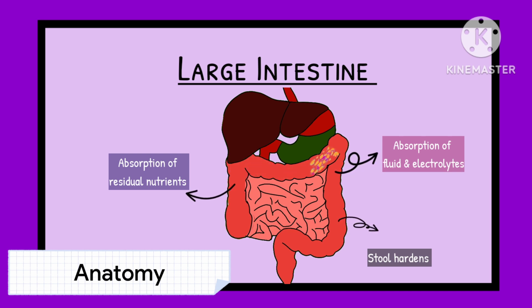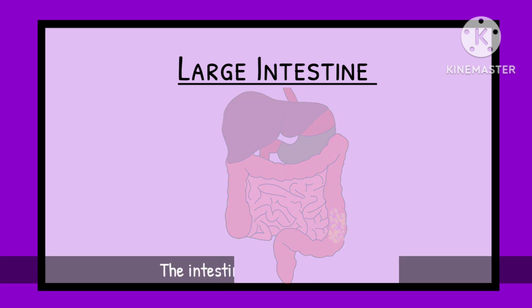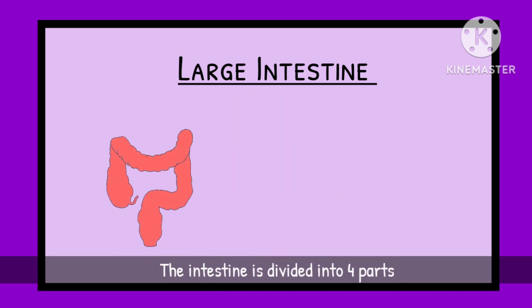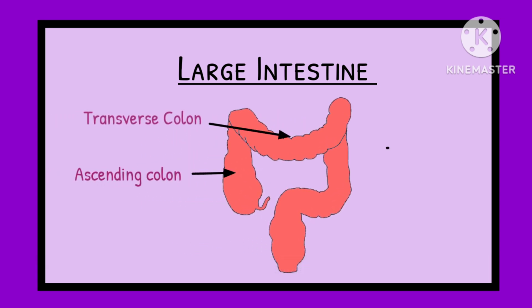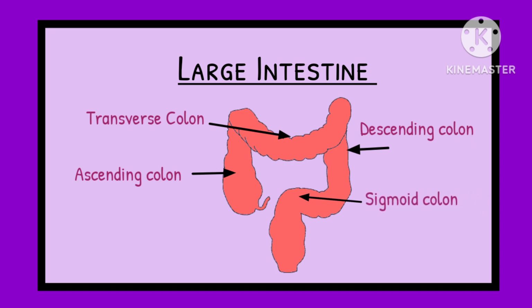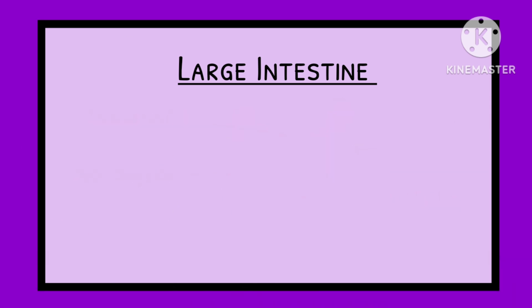Now the large intestine is almost the last part of the digestive system. The intestine is divided into four parts: the ascending colon, the transverse colon, the descending colon, and the sigmoid colon. The waste products move across the large intestine in this order itself, and thus as it moves it becomes, from liquid to semi-solid to hard.